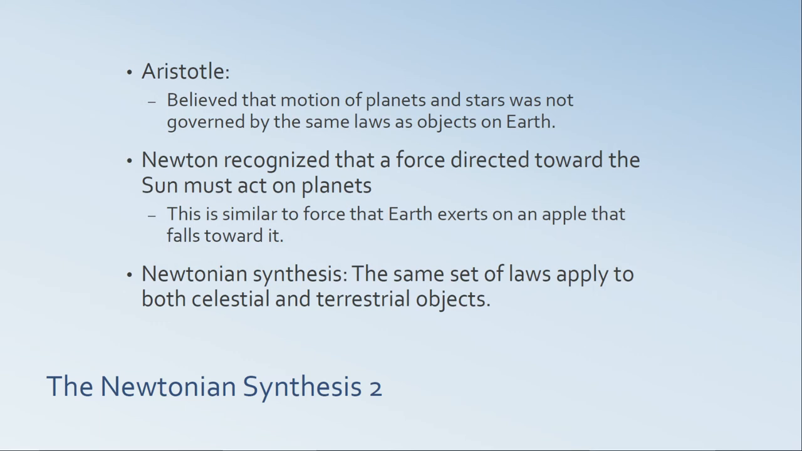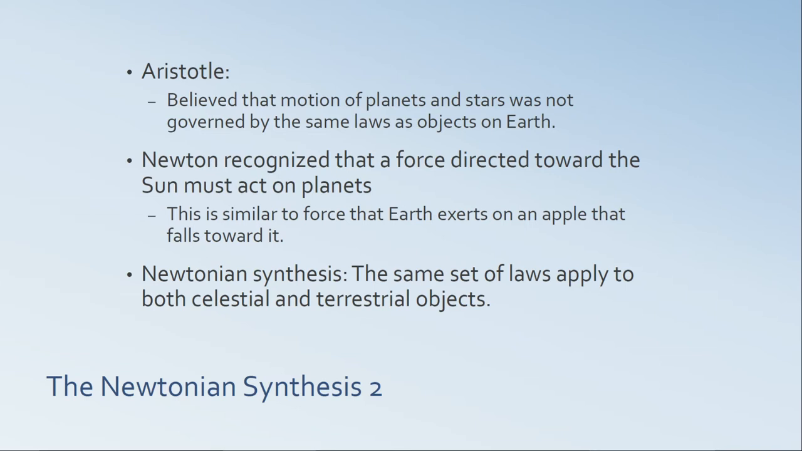Before Newton came up with this synthesis, people believed kind of different things about the motion of planets and stars versus the motion of objects on Earth. For instance, Aristotle, a Greek philosopher, believed that the motions in planets and stars was governed by totally different laws, that they had celestial motion as opposed to terrestrial motion down here.